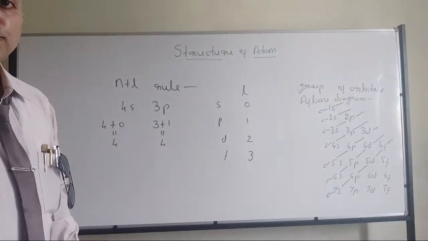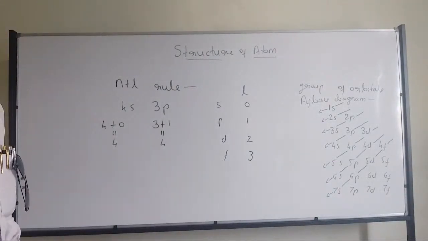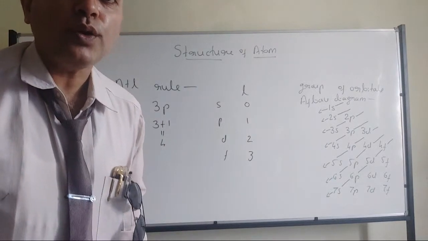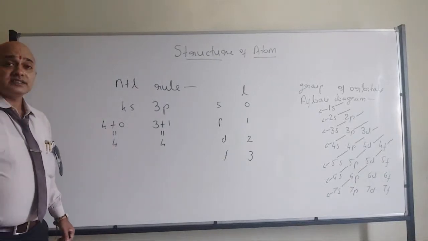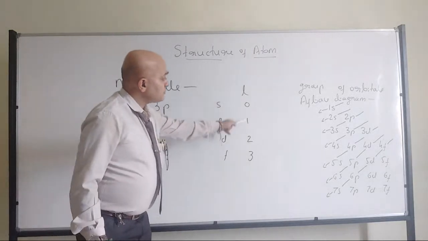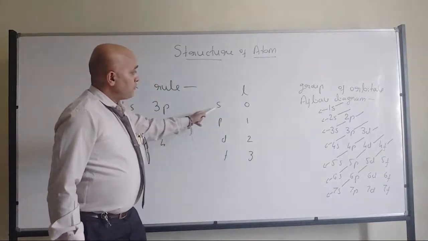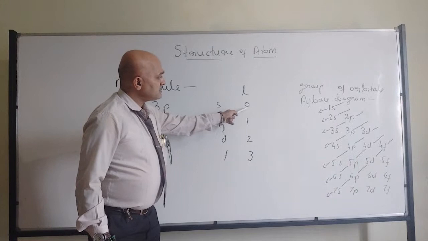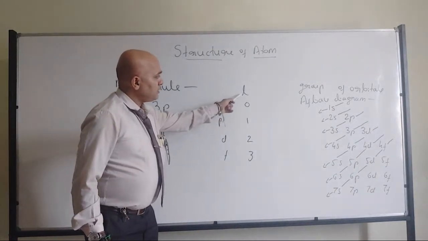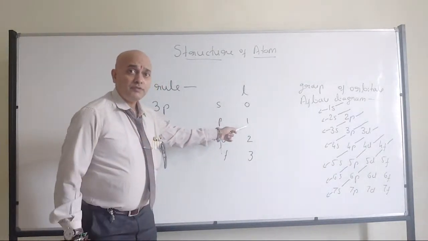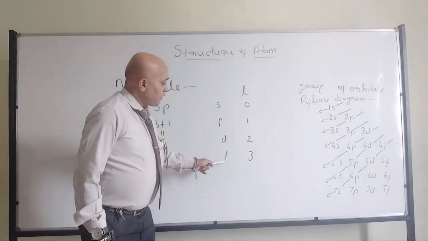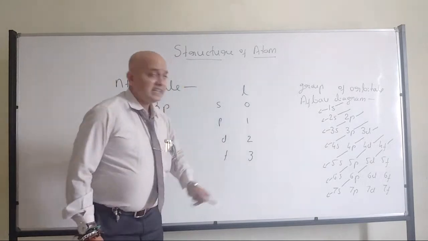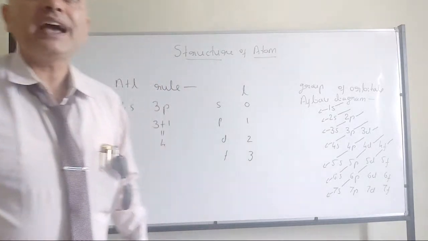Now what we can do? N plus L rule. According to that, normally, is it 7, sir? No, Rohan. How can it be 7? Don't count the orbitals number. Just take those values which we have already discussed. For the S subshell, the value of L is 0. For the P subshell, the value of L is 1. If you go back to the day before yesterday's class. For the D subshell, the value of L is 2. For the F subshell, the value of L is 3. So you have to utilize those values.